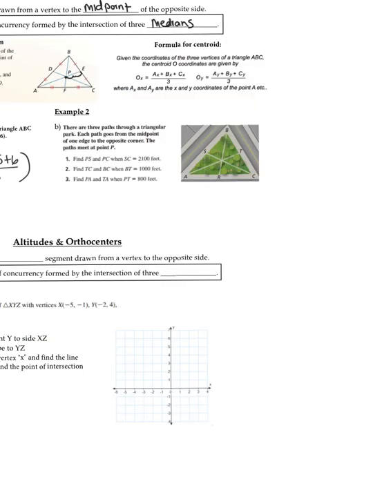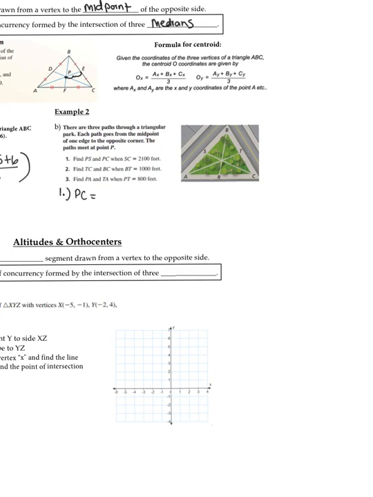All right, let's look at part B. It says there are 3 paths through a triangular park. Each path goes from the midpoint of one edge to the opposite corner. The paths meet at point P. So basically, because it's going from the edge to the opposite corner, that's going to be a median. So for question 1, it says find PS and PC when SC is 2,100 feet.